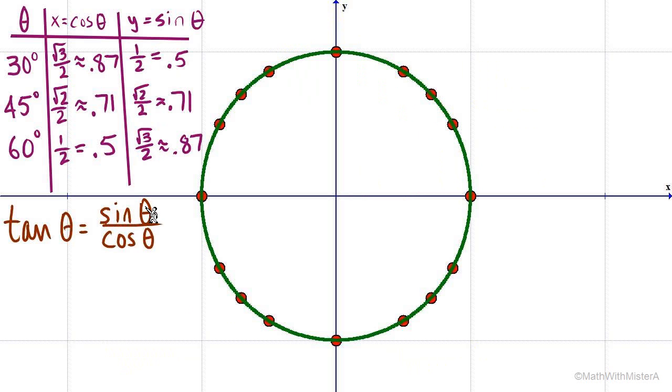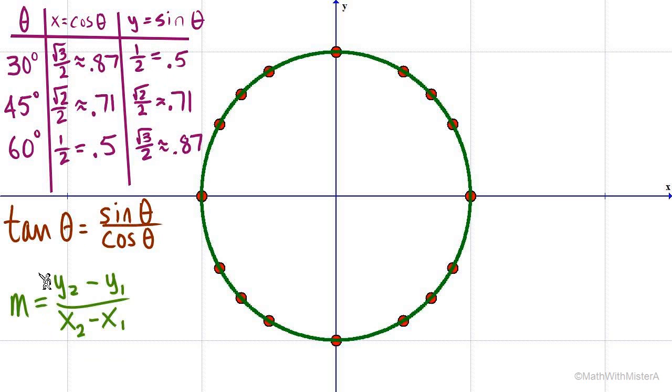Now tangent can be defined as sine over cosine, so I can just simply do my sine value over cosine value and see what that result is to come up with tangent. But that's doing a lot of division with fractions, or even worse with these decimals. But let's break down some important things to know about tangent.